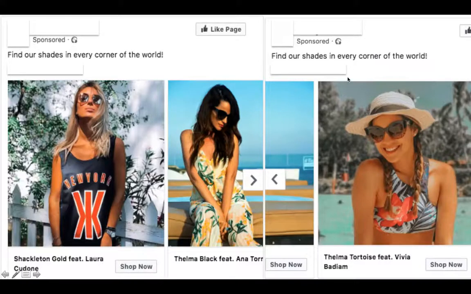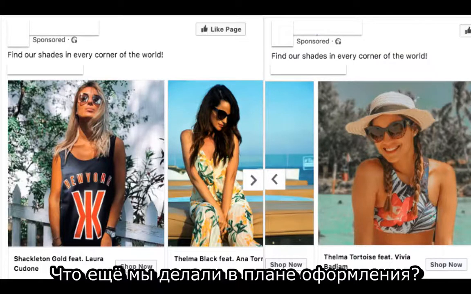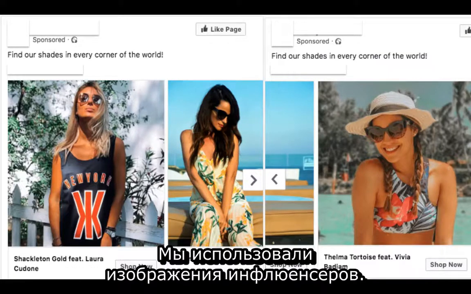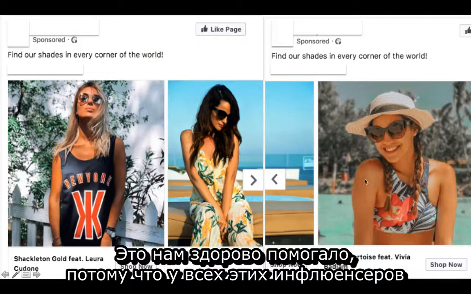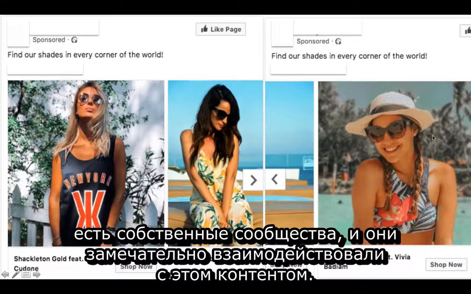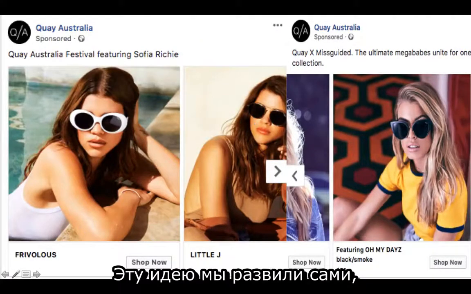So, and what else did we do on the creative element? Well, we used the influencer images, okay? And besides using the influencer images, we even tagged them, so we even mentioned them in the description, and this helped us a lot because all of these influencers, they have their own community and they engage with this content very nicely.